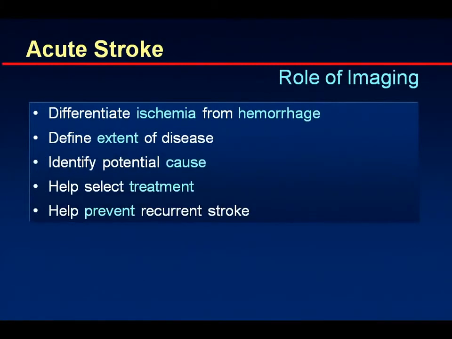The role of imaging is to differentiate, first of all, ischemia from hemorrhage. There are some clinical signs that will make you look more into the direction of hemorrhage because this gradually evolves and gets worse over time. Ischemia really starts very rapidly and not as gradual as hemorrhage.